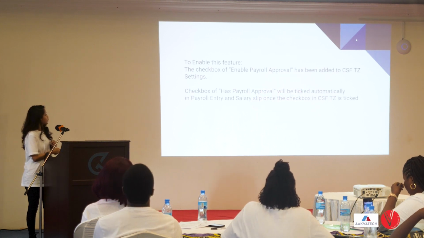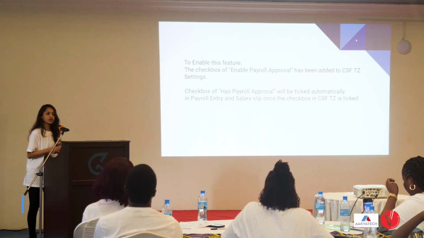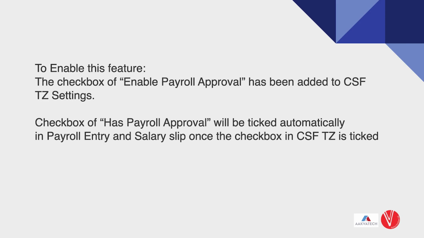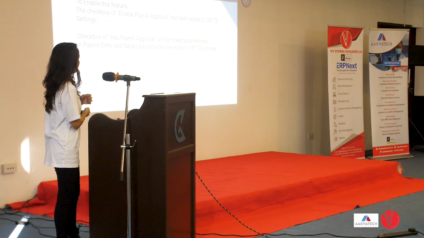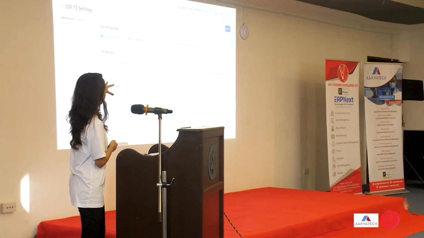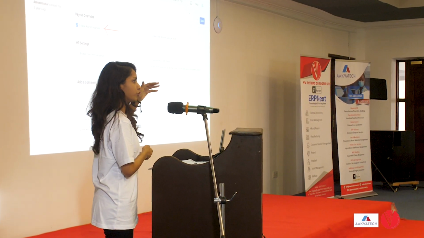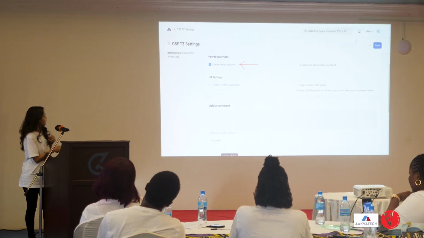Now, to enable this feature, a checkbox of Enable Payroll Approval has been added to the CSF-TZ settings. Once this checkbox has been ticked in the CSF-TZ settings, the checkbox of Has Payroll Approval will automatically be ticked in the payroll entry screen and the salary slip screen. So as I said, this is the CSF-TZ settings, whereby we have different types of settings, where there is a button of Enable Payroll Approval. Once we tick this, the flow of payroll approval will be enabled and it will follow the payroll approval flow.